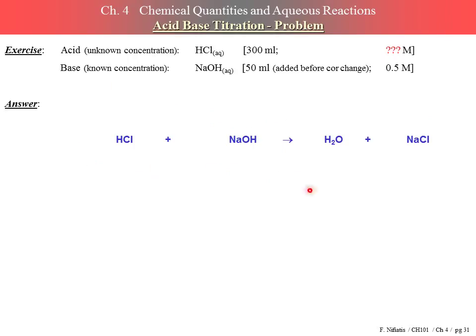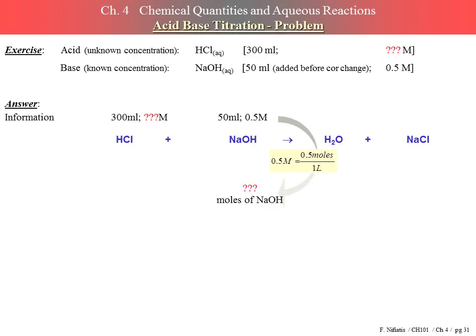Our world, the world of chemistry. Here is what we know and what we need to figure out. We know that we have 300 milliliters of this, we don't know the concentration. We know that the color changed when I added 50 milliliters and the concentration was half molar. What are we doing? We need to take the information that we have and convert it into moles. From the moles of this we are going to go to the moles of this, and then having the moles and the volume we will be able to calculate the concentration.